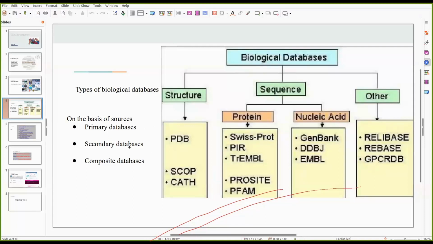While for the secondary databases, they've gone further to do some other experimental work on this. For proteins, they might have done NMR studies to give us the chemical chains and how the amino acids on the protein are interacting with each other. And that's a secondary database.